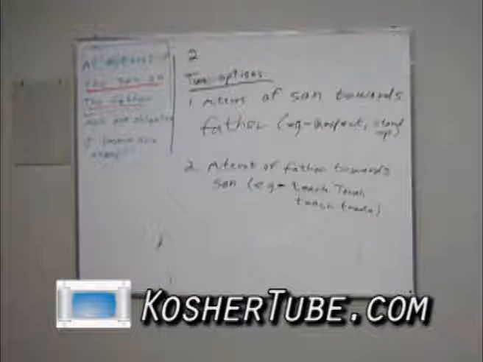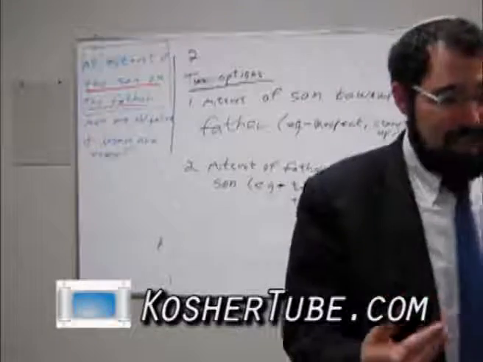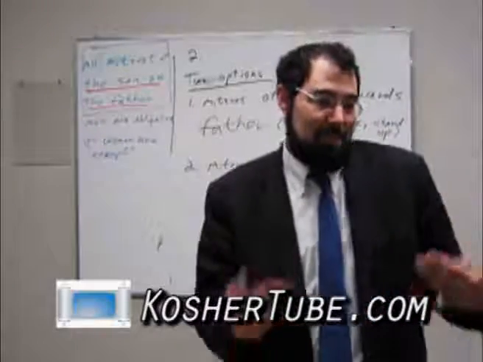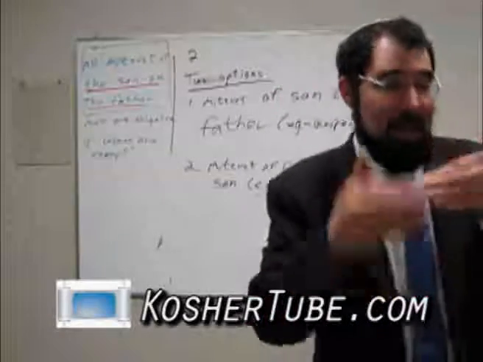So in order to figure out what the Braita is saying, you have to open up the original pasuk. That's the next sentence. It's quoting a source, so you have to look at the source. The Gemara is bringing a Braita, and the Braita is quoting a pasuk. It's always layered.